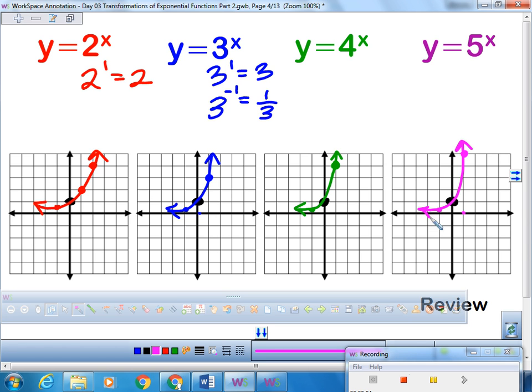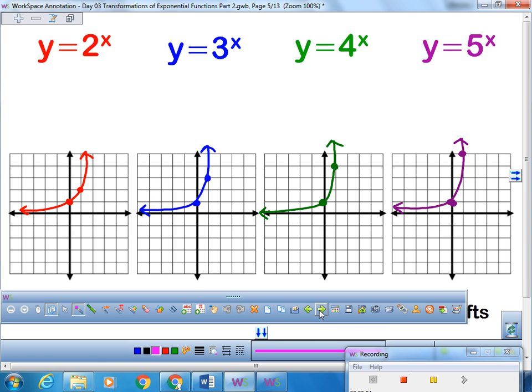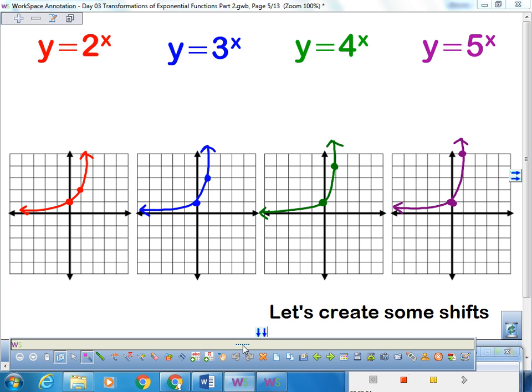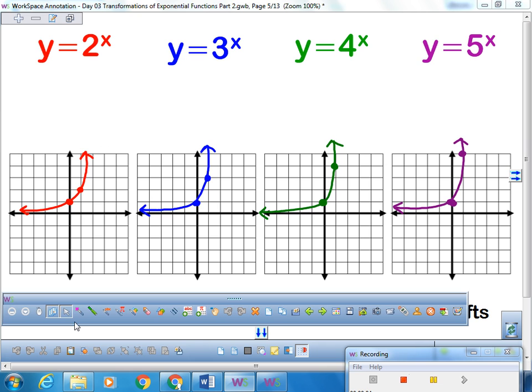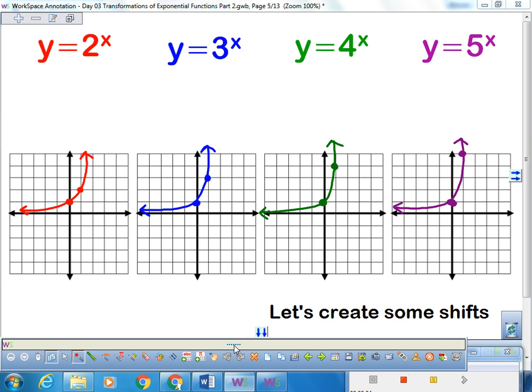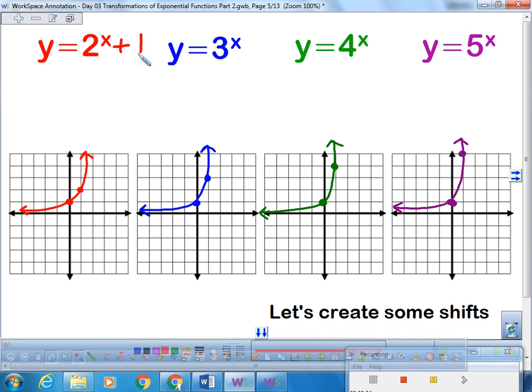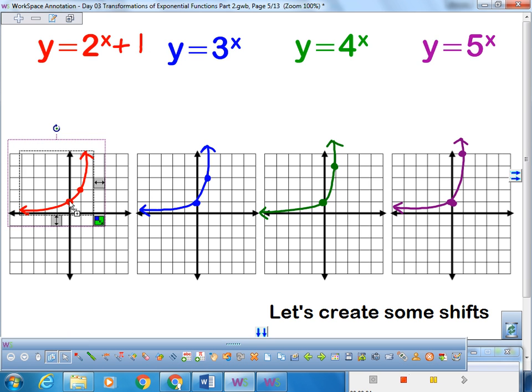Okay, so now let's perform some shifts. Let's do a shift of +1. If I do a shift of +1, hopefully I did this right, this should go up 1. Same points, it's just up 1.